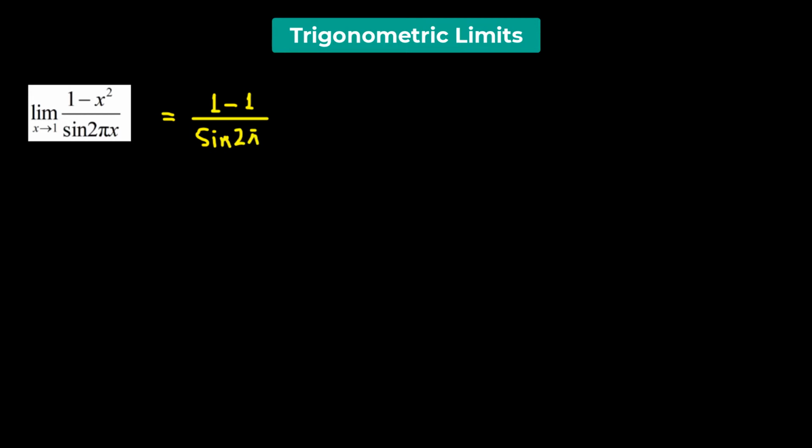Now the value of the numerator will be 0, and the value of the denominator, which is sine of 2 pi, that's also 0. So this is giving us an indeterminate form of 0 over 0. So we will need to simplify our function. But before doing that, we are going to change the limit from x to h. So we have h going to 0.